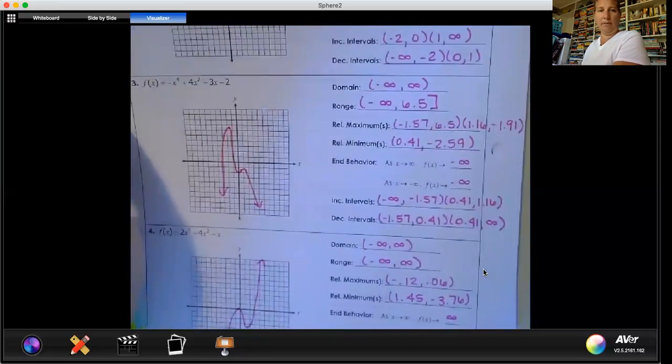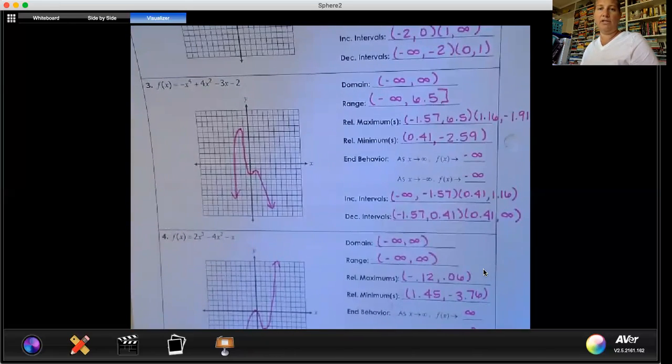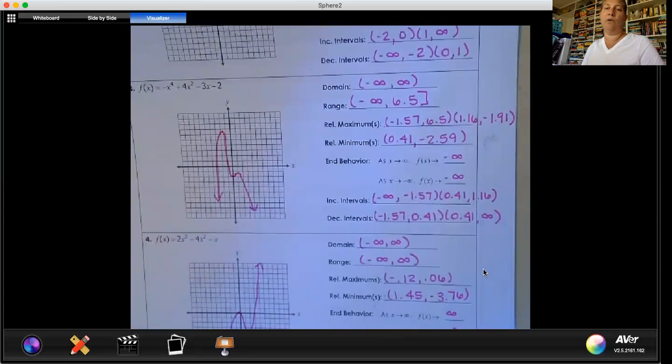All right, problem number 3, here's your graph. Domain negative infinity to infinity, range negative infinity to 6.5 with a bracket. Relative max, negative 1.57, 6.5, and 1.16, negative 1.91. Relative minimum, 0.41, negative 2.59. Those are ordered pairs, not intervals.